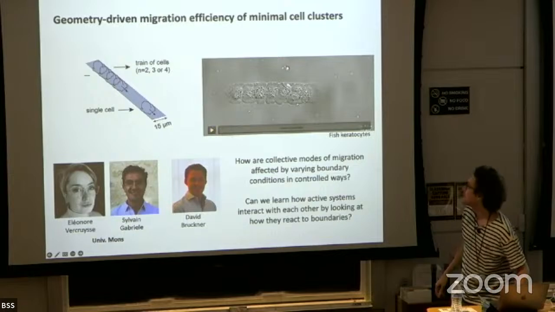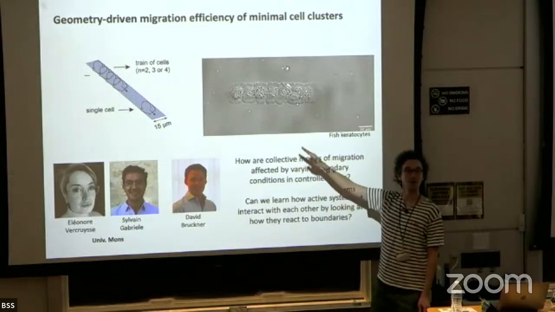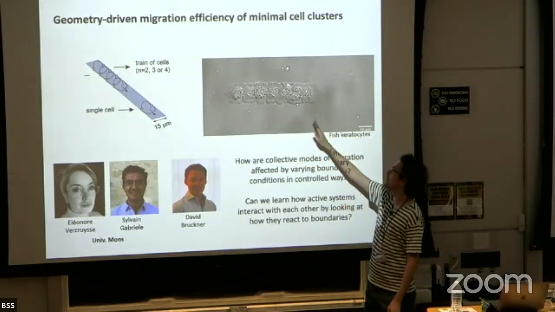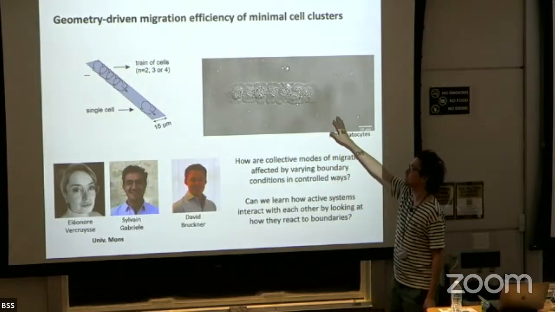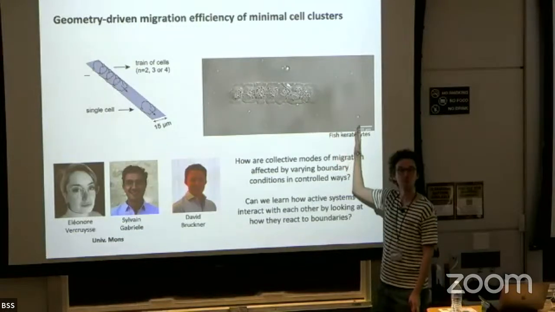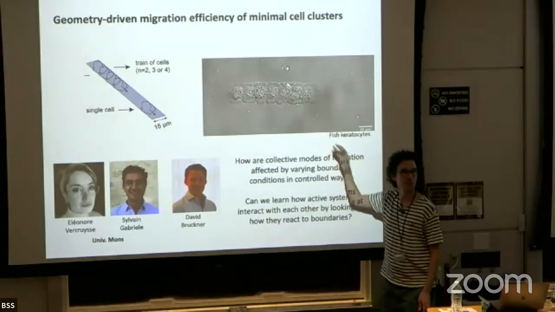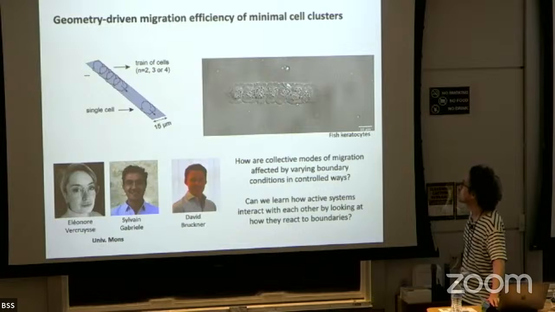That's very unfortunate. But that movie is relatively boring. What happens in this movie is that essentially everyone moves at the same velocity. There's not really a leader or a follower. Every cell in the train moves at the speed of single cells. So they manage to all move together, and they form relatively strong adhesions.